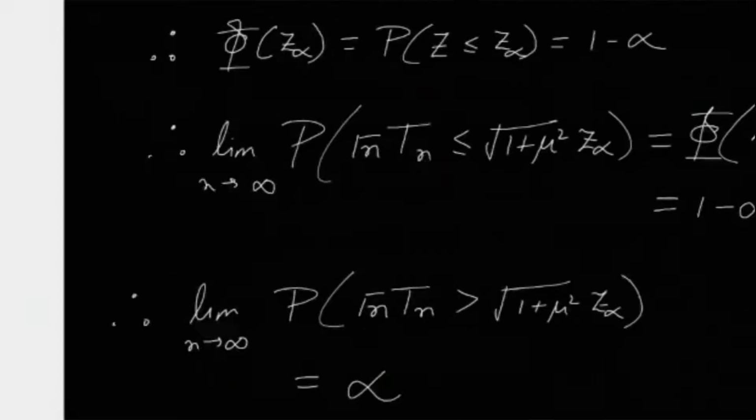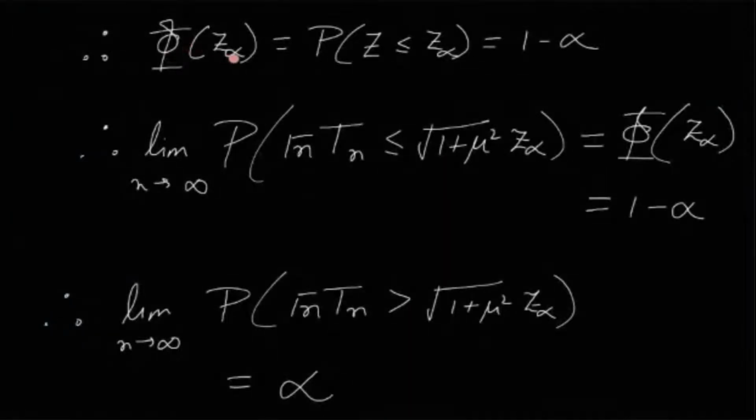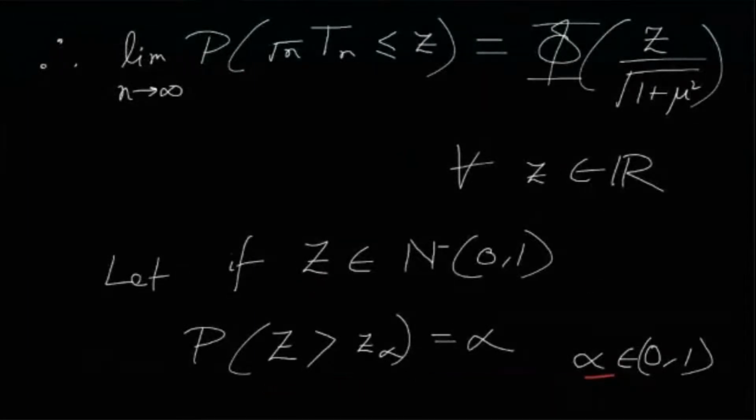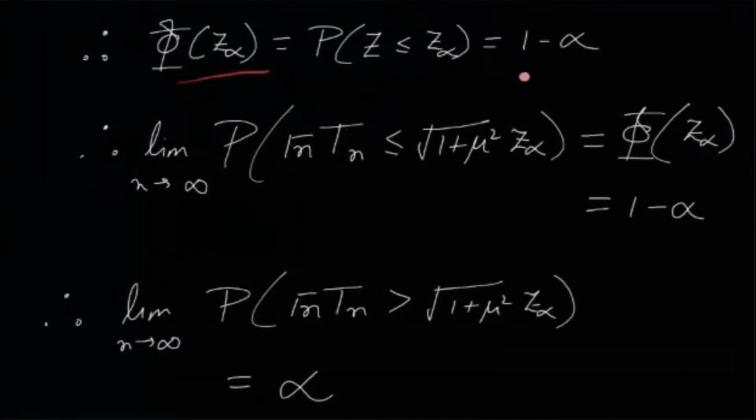Now, therefore, capital phi of z alpha, which is probability z less than or equal to z alpha, is 1 minus alpha, right? Because probability z less than or equal to z alpha is 1 minus probability z greater than z alpha. So ultimately, capital phi of z alpha is nothing but 1 minus alpha.